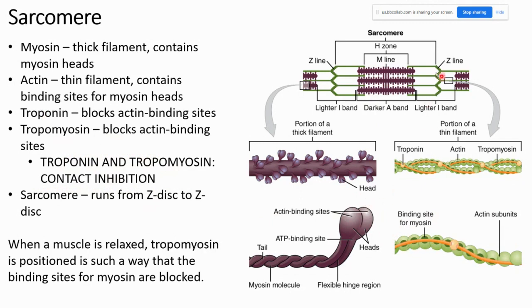Of course, if we want to contract a muscle, we need to get those proteins out of the way, right? So the myosin head can bind. So that's going to be the next step. But here we go. When a muscle is relaxed, tropomyosin is positioned in such a way that the binding sites for myosin are blocked.